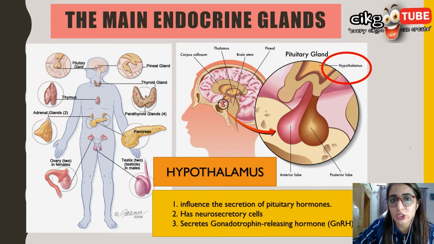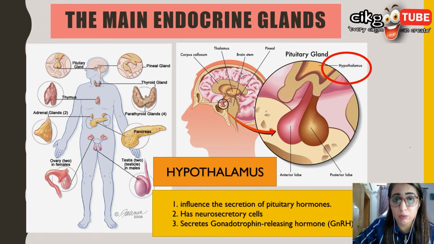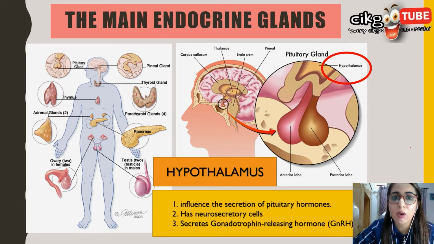secrete FSH and LH, the follicle stimulating hormone and the luteinizing hormone, which will then stimulate the testes and the ovaries to secrete sex hormones. So basically, the pituitary gland secretes the trophic hormones, or the hormones that control the secretion of other hormones, to act on their respective target organs.